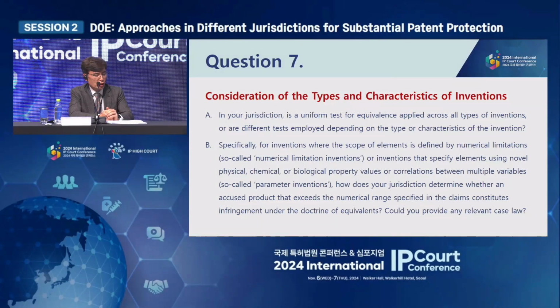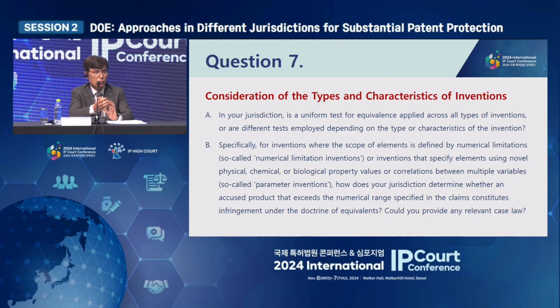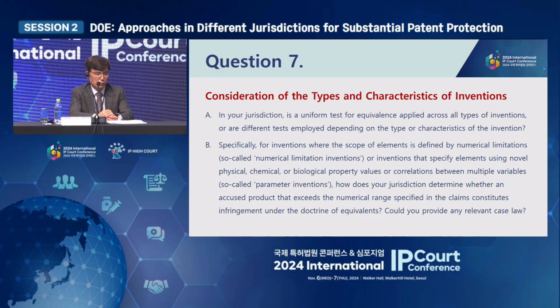And let me move on to the next part, which is part 4, and let me ask you this question. So we have the numerical limitation inventions and parameter inventions, and there you have the numerical numbers. And how does your jurisdiction determine whether an accused product that exceeds the numerical range specified in the claims constitutes infringement under the doctrine of equivalence?